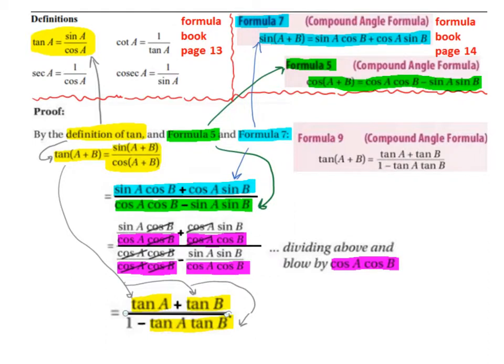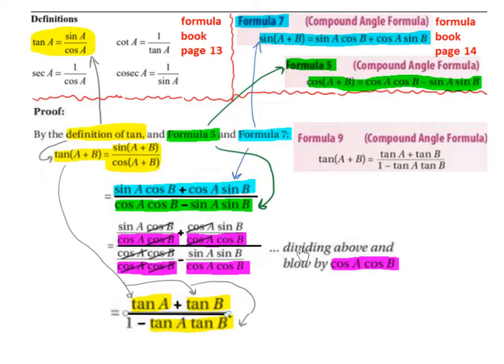And we're also going to use formula 7 from our compound angle formulae, which states that sine of A plus B is equal to sine of A cos of B plus cos of A sine of B. So our numerator, which was sine of A plus B, is now sine of A cos of B plus cos of A sine of B. So now this is what we have equal to tan of A plus B.